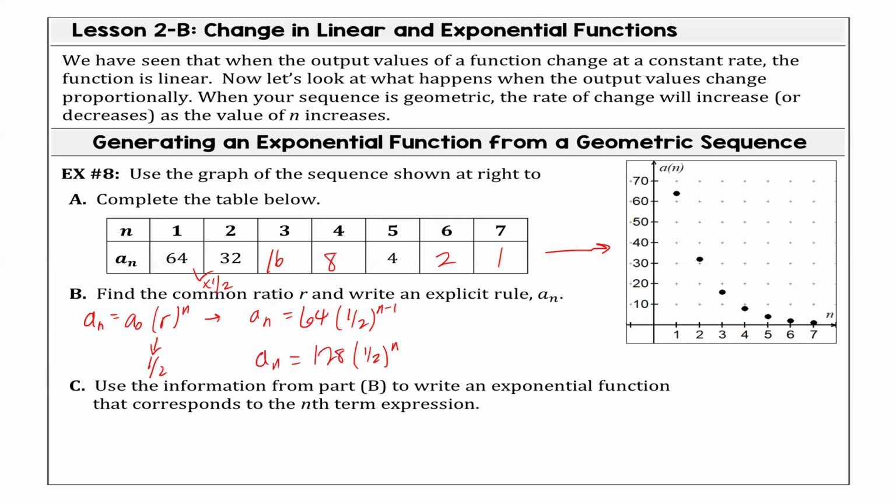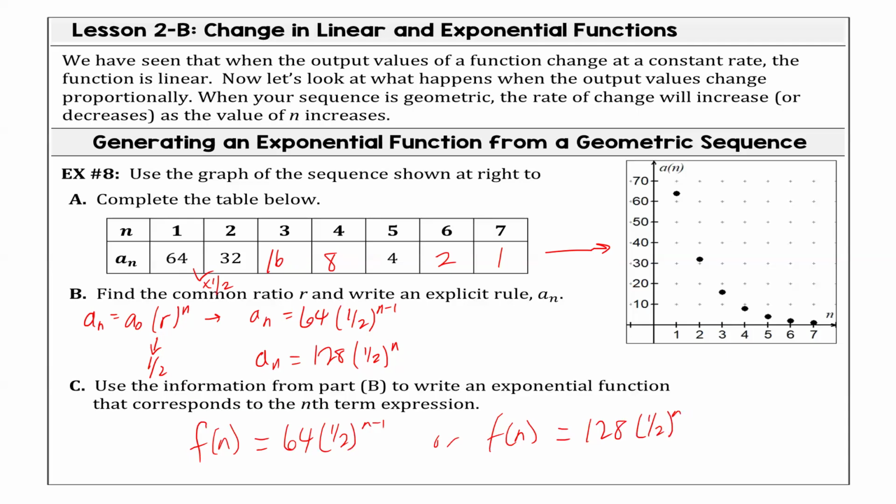All right, so now that once you have a model, it wants you to just turn it into a function model. And literally to turn it into a function model, all you're doing is going from writing A sub n to writing f of n. That is all it's asking you to do. f of n equals 64 times (1/2) to the n minus 1, or f of n equals 128 times (1/2) to the n.